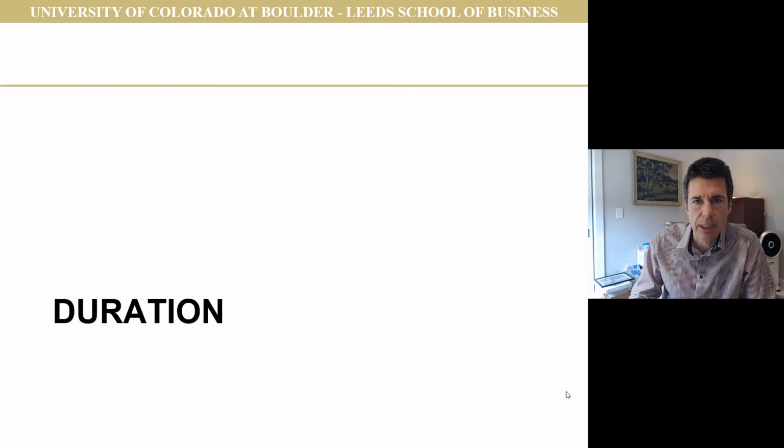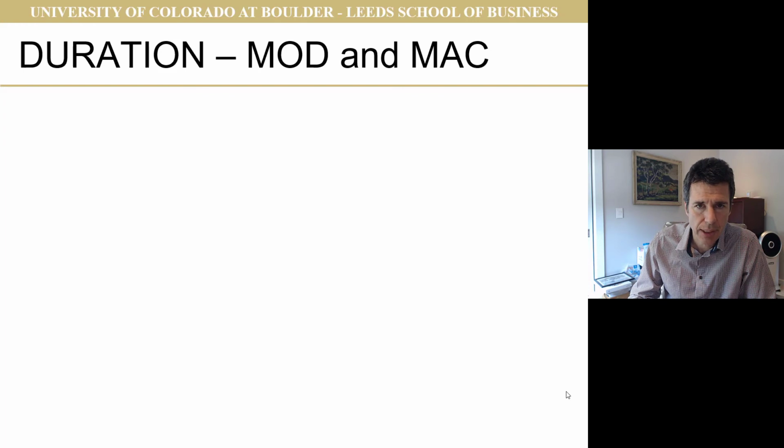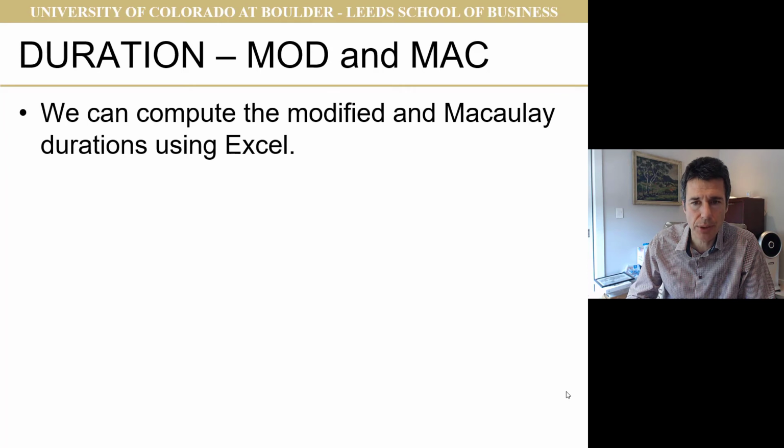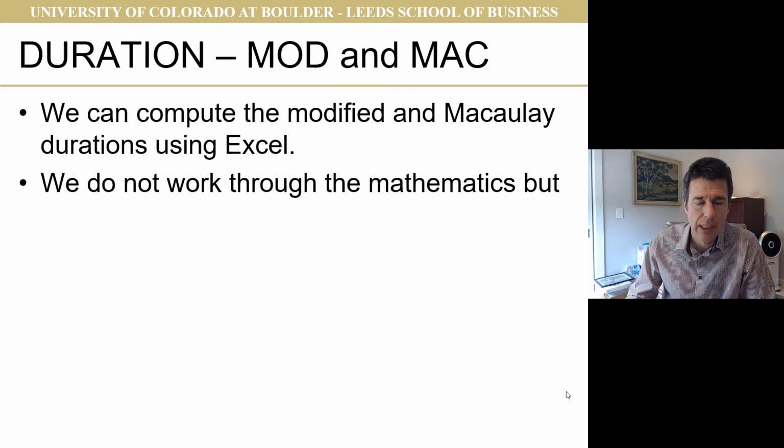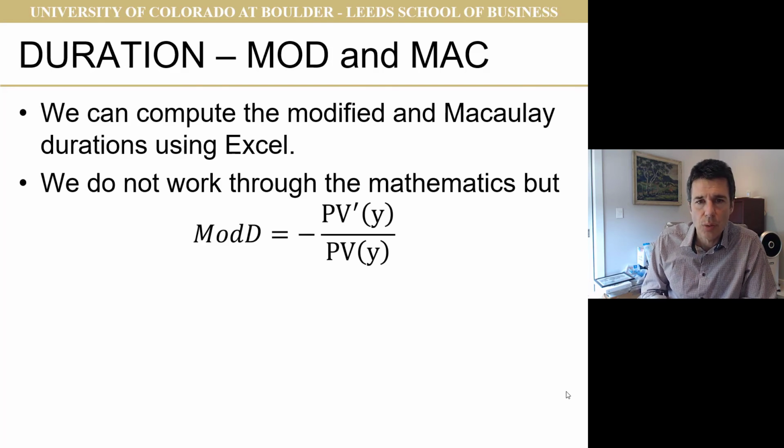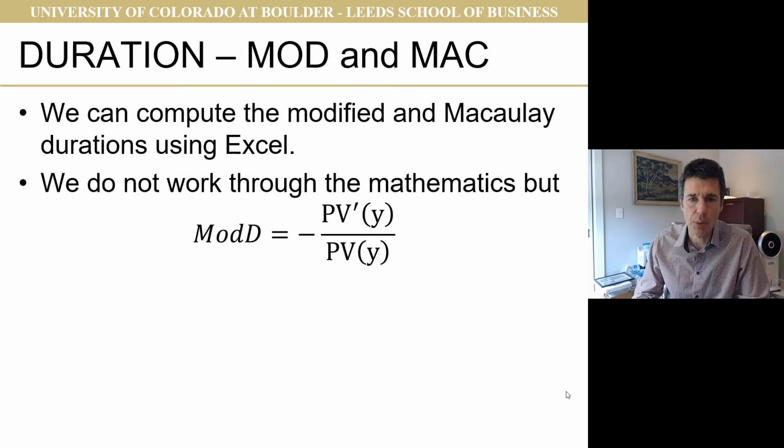Finally, we're going to talk about duration. There are two kinds of duration, modified duration and Macaulay duration. And we can compute these using Excel. Now, we're not going to work through the mathematics here, but we know the modified duration is the opposite of the relative rate of change of the present value. The relative rate of change of the present value is the derivative of the present value with respect to yield divided by the present value. So, negative PV prime divided by PV.